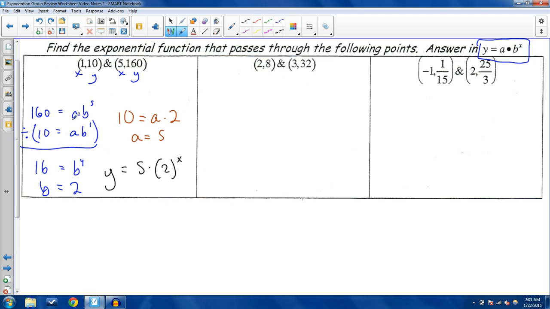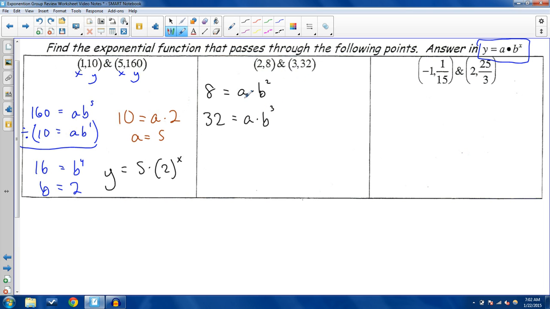This was using the elimination method. I'll use the substitution method for this other one so we get some practice in one form and in the other. Let's start by creating an equation. I'll plug in this one right here. We'll get 8 equals a times b squared. Now, if I do this equation as well, we'll get 32 equals a times b cubed.